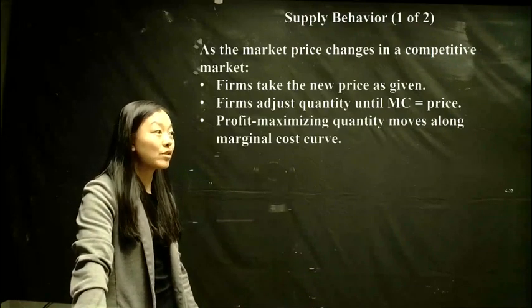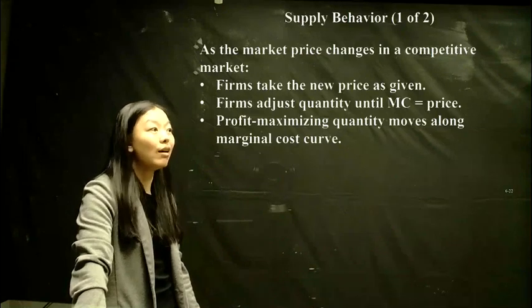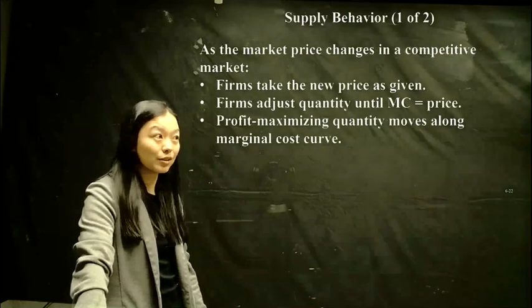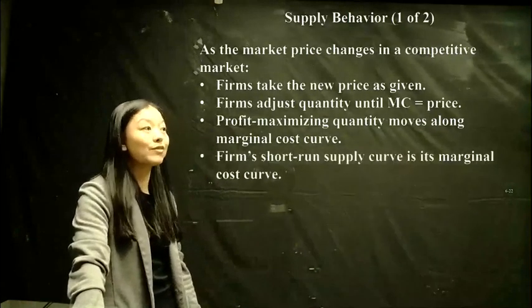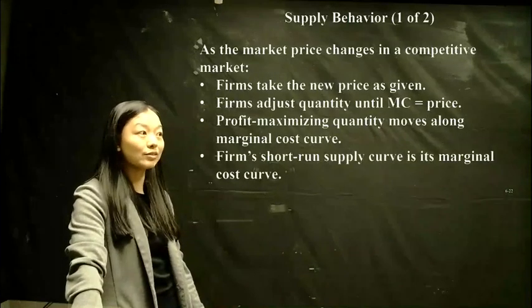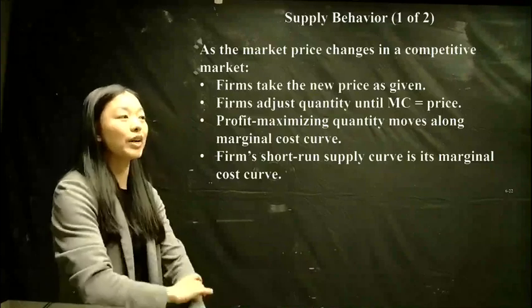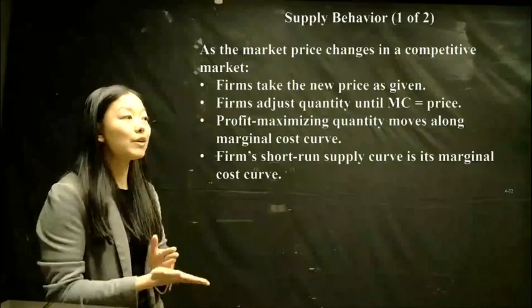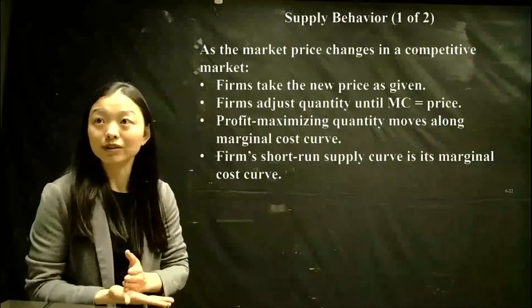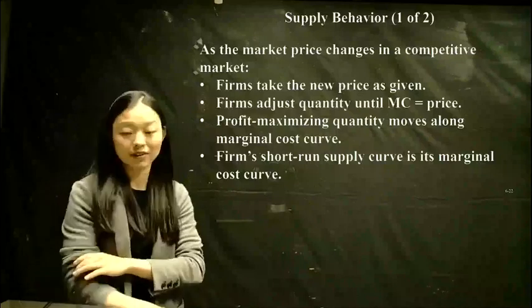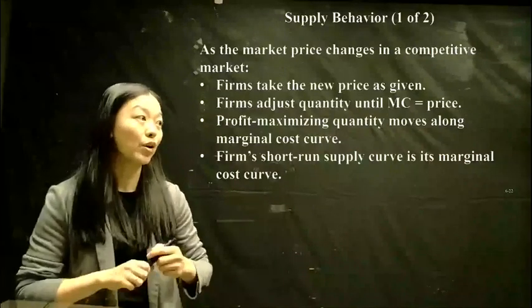So the profit-maximizing quantity will move along the marginal cost curve, which means a firm's short run supply curve is actually the marginal cost curve. Okay, so this is important. Firm's short run supply curve is actually the marginal cost curve.